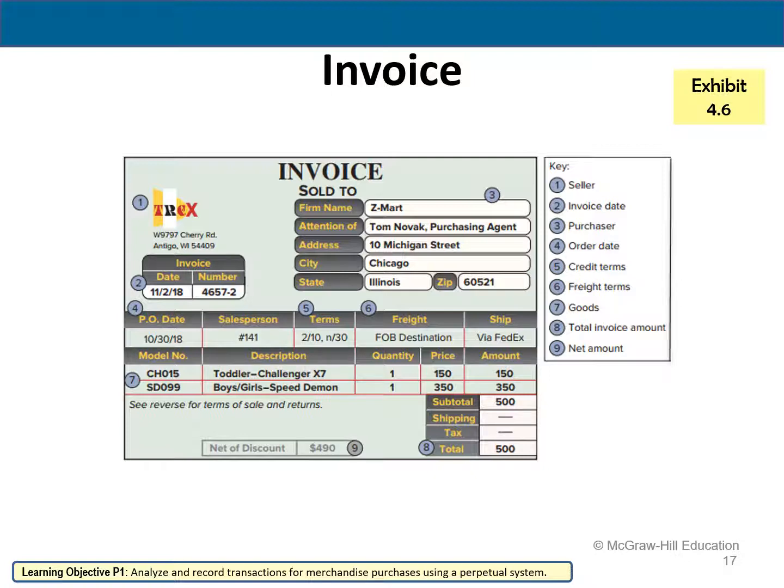Just to keep the suspense going, right? I know you're dying to know what we do when we pay it. Here's a picture of the invoice. Key information you care about: seller, invoice date, purchaser, order date, credit terms, freight terms, goods, total amount, net amount, okay? So here's the 2/10 net 30. So basically, if you pay it after 10 days, you pay $500. If you pay it within 10 days, you get to pay $490. So you save 10 bucks, okay?